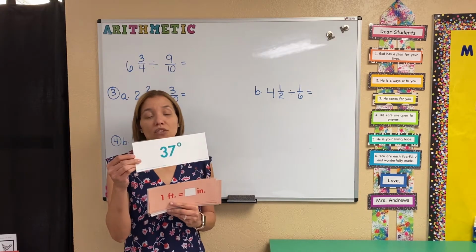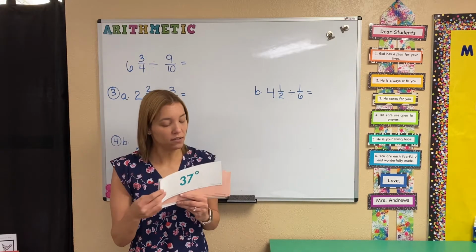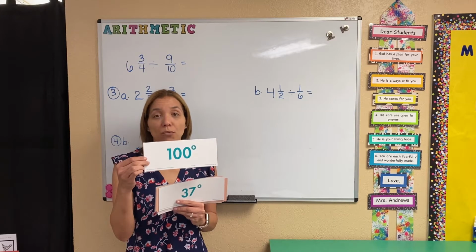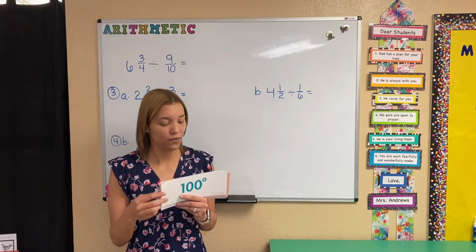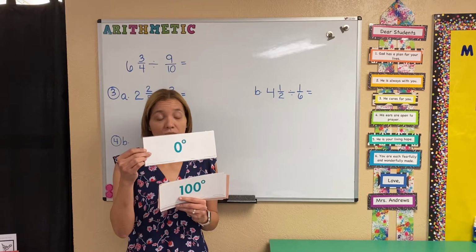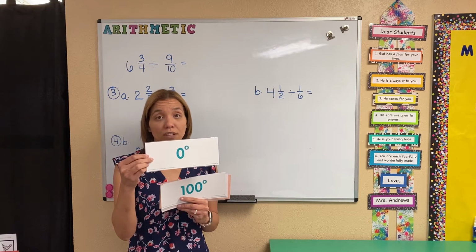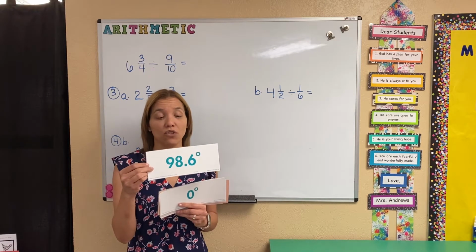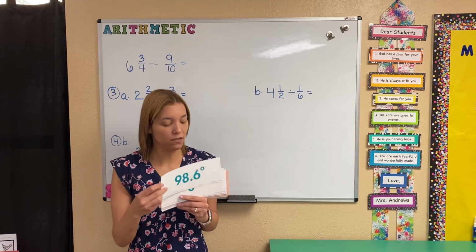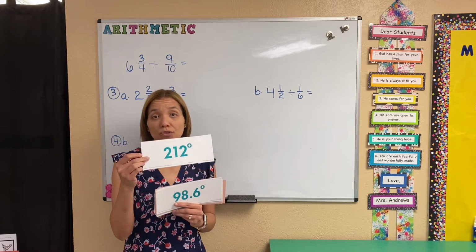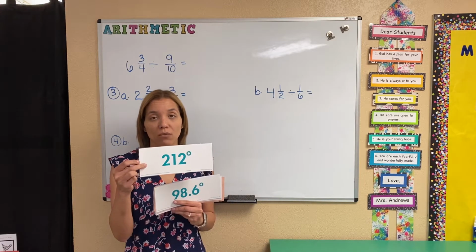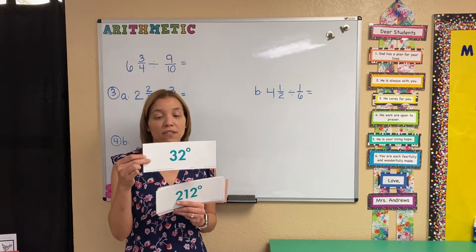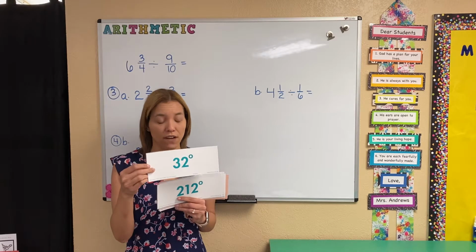37 degrees is the normal body temperature in Celsius. 100 degrees is the boiling point of water in Celsius. 0 degrees is the freezing point of water in Celsius. 98.6 is the normal body temperature in Fahrenheit. 212 degrees is the boiling point of water in Fahrenheit. 32 degrees is the freezing point of water in Fahrenheit.